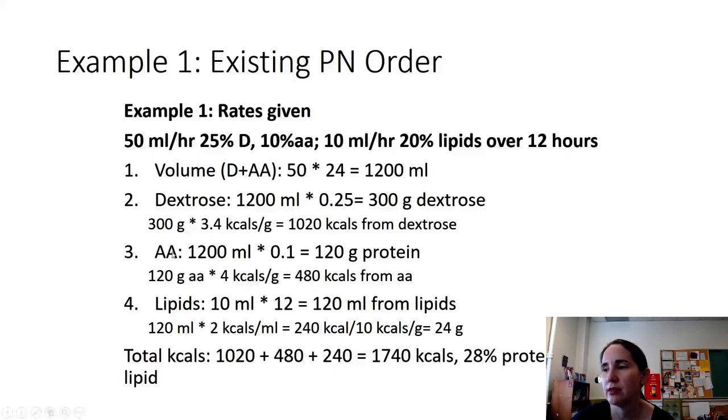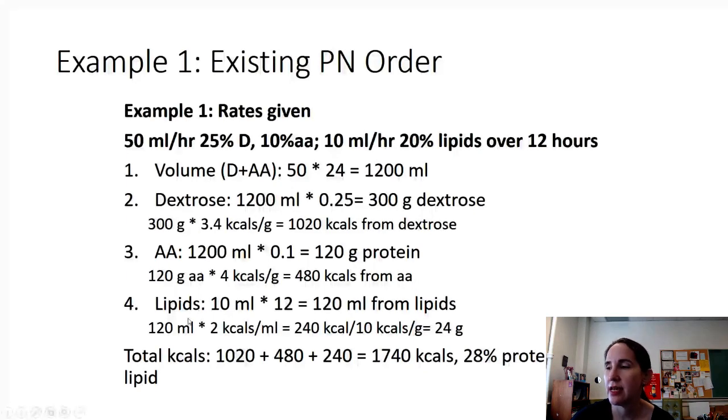Next, we calculate the calories and grams from amino acids. So again, it's a 2-in-1 solution. 1,200 mLs of this dextrose plus amino acid solution times 0.1, 10%, gives us 120 grams of protein. And 120 grams times 4 calories per gram for amino acids gives us 480 calories from amino acid.